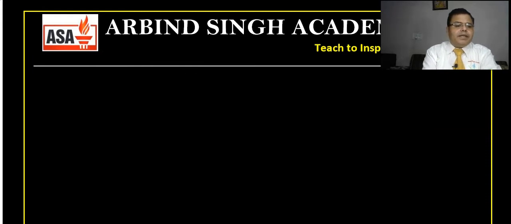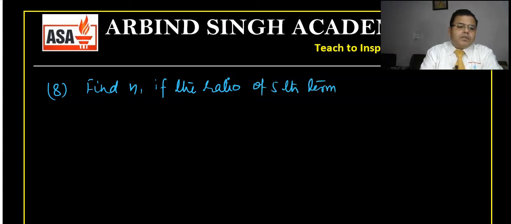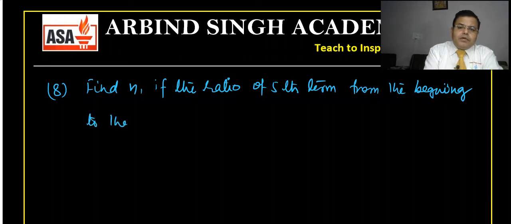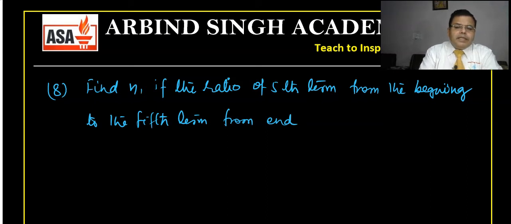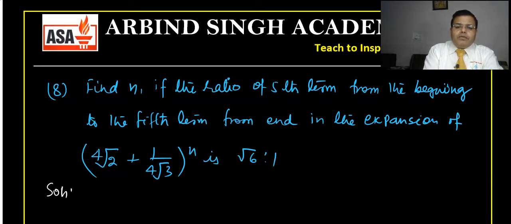Now question number 8 is there, and in this 8th question it is written: find n if the ratio of the fifth term from the beginning to the fifth term from the end in the expansion of (fourth root of 2 plus 1 by fourth root of 3) whole to the power n is root 6 is to 1. This is the question. Now we have to write the solution, and what is the solution?